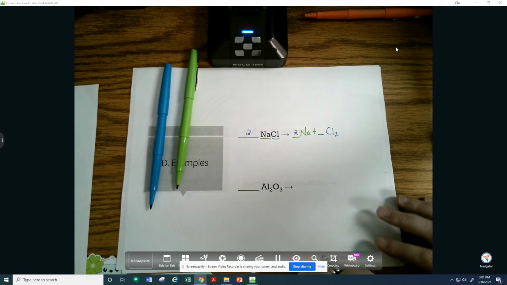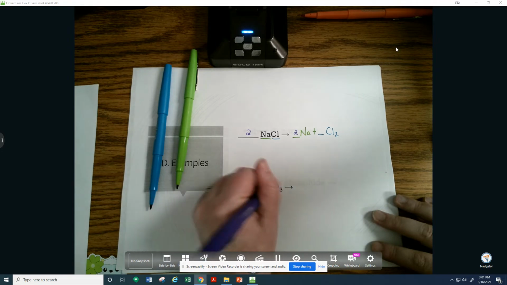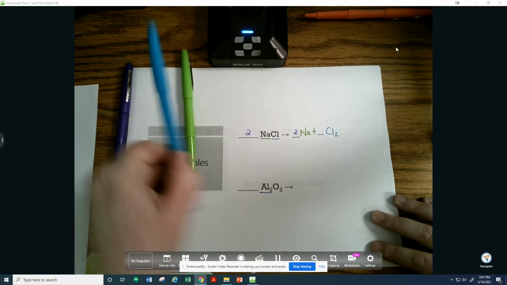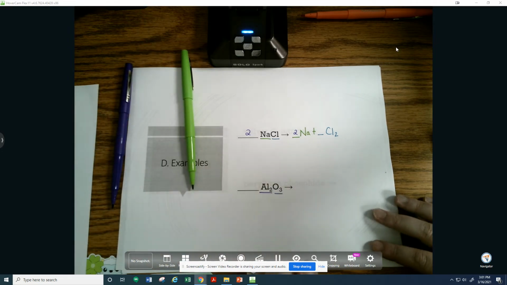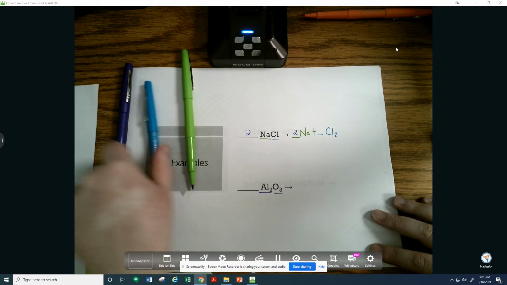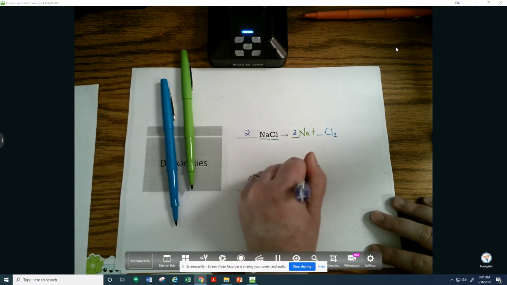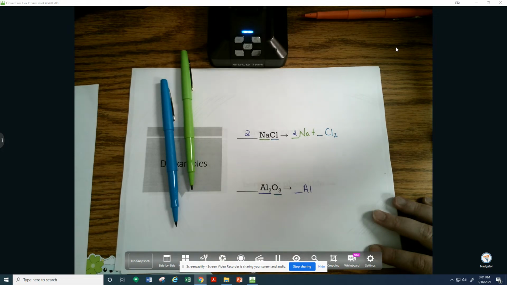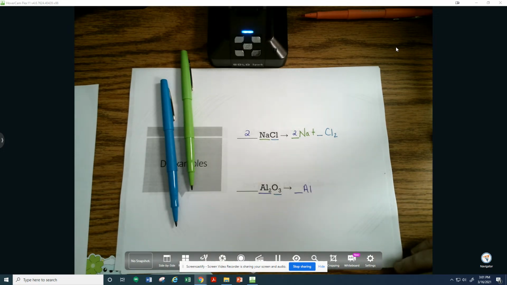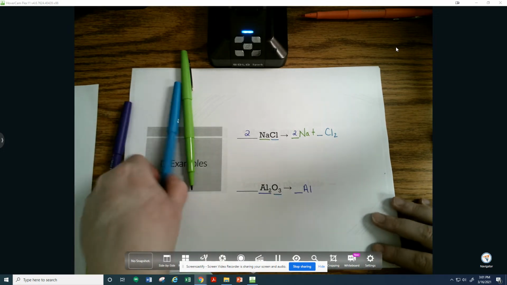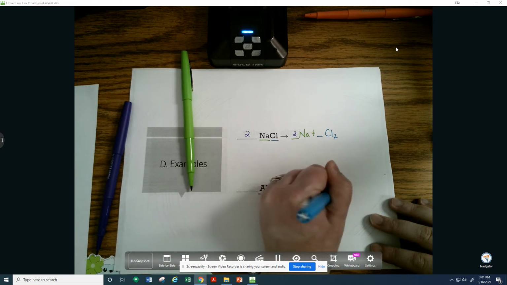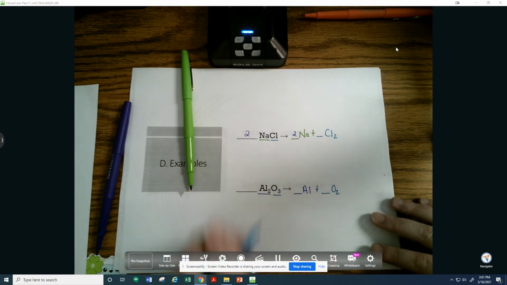In the next example, we have aluminum and oxygen. Again, aluminum here is my cation. The oxygen is going to be my anion. So I just need to separate these out. Aluminum is not Hoffenkleiber, therefore there will be no subscript there. And then oxygen is Hoffenkleiber, so it will be O2.